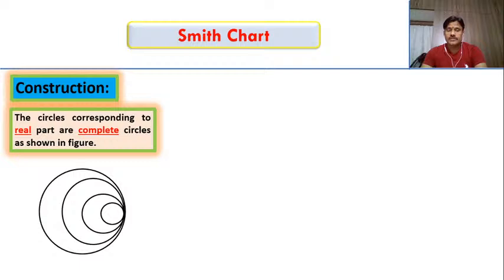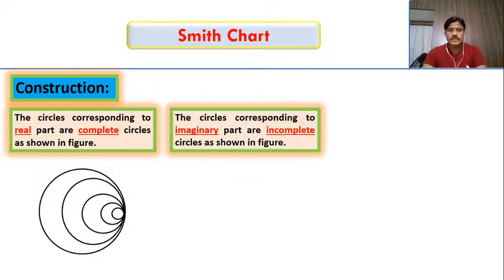The remaining circles have a radius smaller than this, and they do not have the same radius as the first one. They are different. All these are closed circles, and all these closed circles represent the real part of the impedance. What is the value of that real part? You will see very quickly. Coming to the second one, what is the second one?